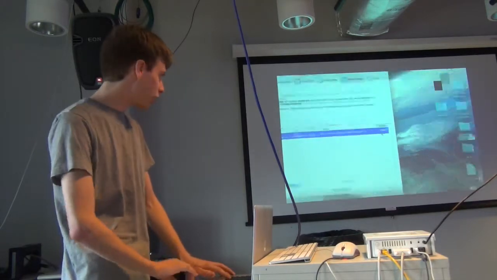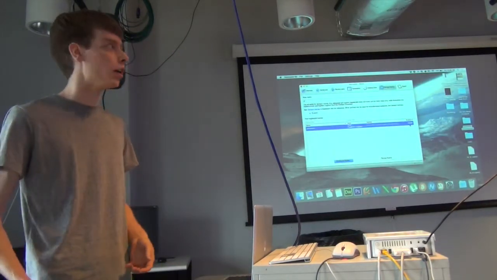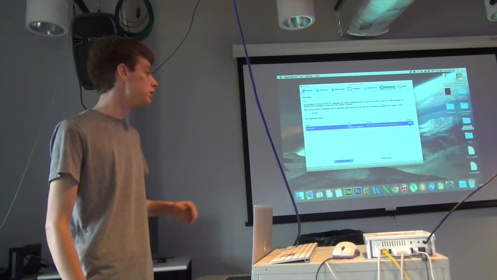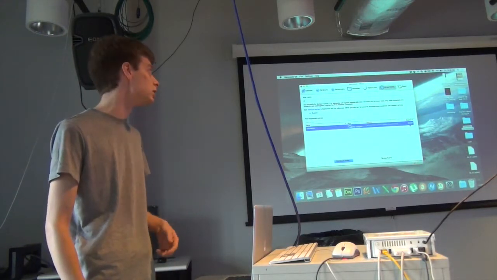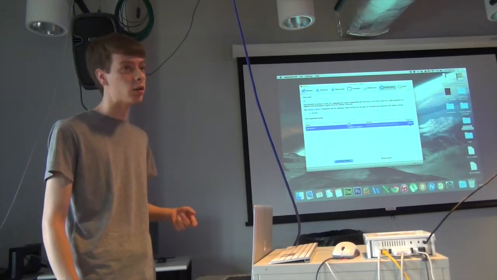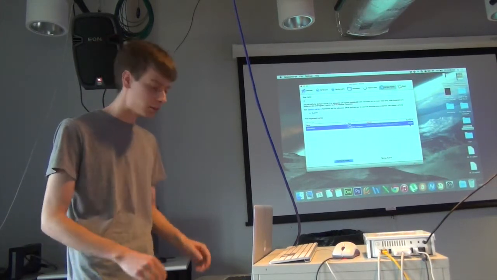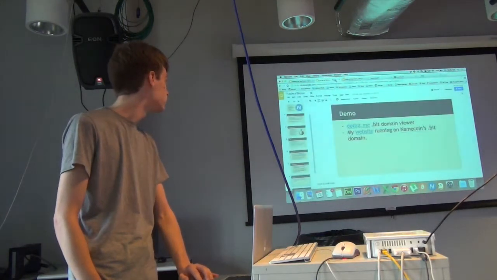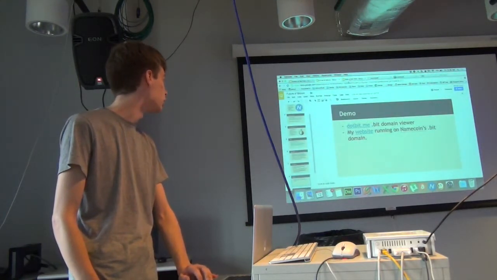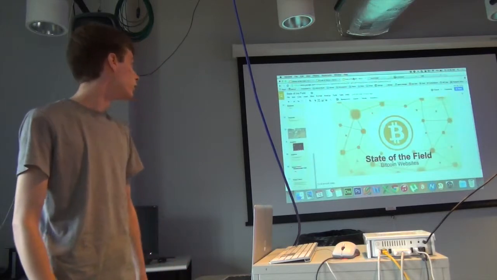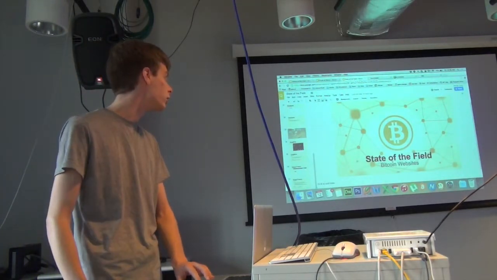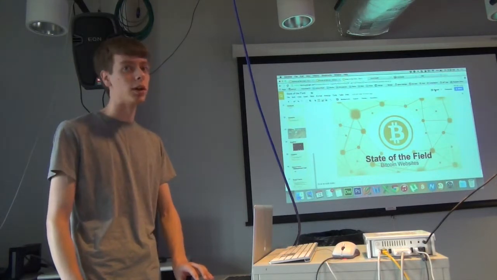Basically, I'm not trying to educate everyone on what exactly this is. I'm just trying to say that there are a lot of new and exciting ideas and applications that can be built on Bitcoin and other altcoins. And so that's the future of Bitcoin. And so now I'm going to quickly jump into the state of the field and where my project comes in.